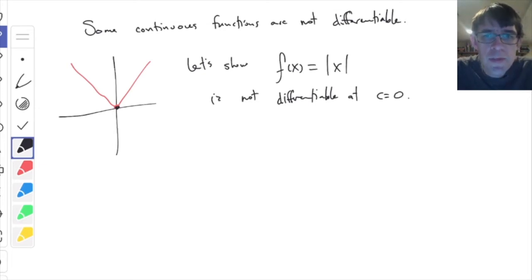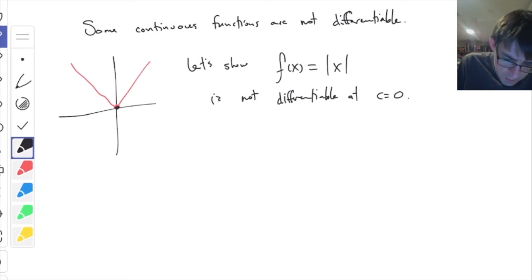This will involve showing that some limit does not exist, and that always involves sequences. That's how we show that a limit does not exist, technically. So here's one thing that you probably never did in a calculus class: show that a function is not differentiable by showing some limit does not exist.